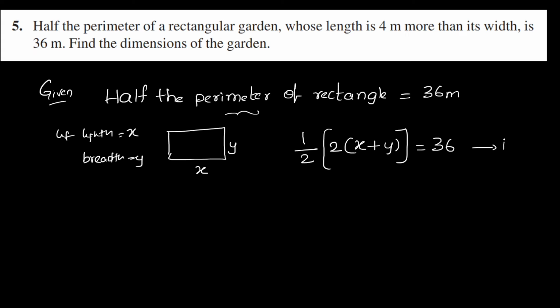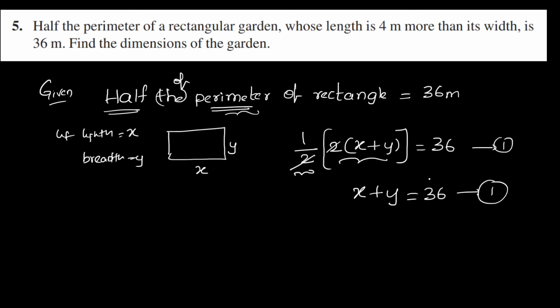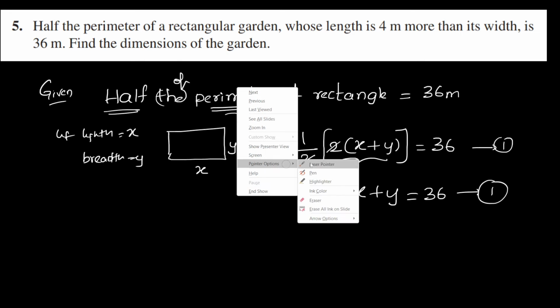What does the statement mean? Half the perimeter, and half into perimeter is half into 2 into (L plus B). Half means multiplication. So half into perimeter of rectangle, 2 into (L plus B), with L as x and breadth as y, is equal to 36. Now this 2 gets cancelled, since one 2 is in the numerator and the other in the denominator. Therefore, x plus y is equal to 36. This is our equation 1.